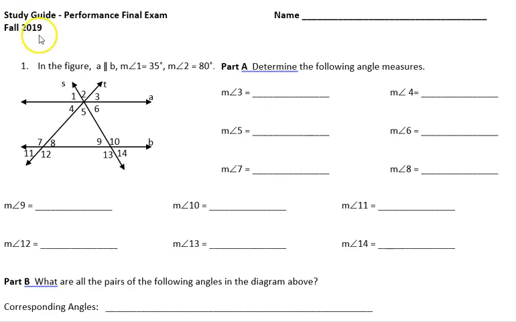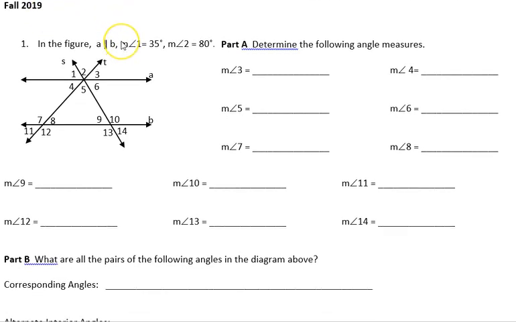In this video, I'm going to go over the study guide for the performance exam that we're having this semester. So first of all, in the figure, it says A is parallel to B, and that angle 1 is 35, angle 2 is 80. So I'm going to label these as parallel first, because that helps me know that there are some angles that exist. It tells me that angle 1 is 35, and that angle 2 is 80.